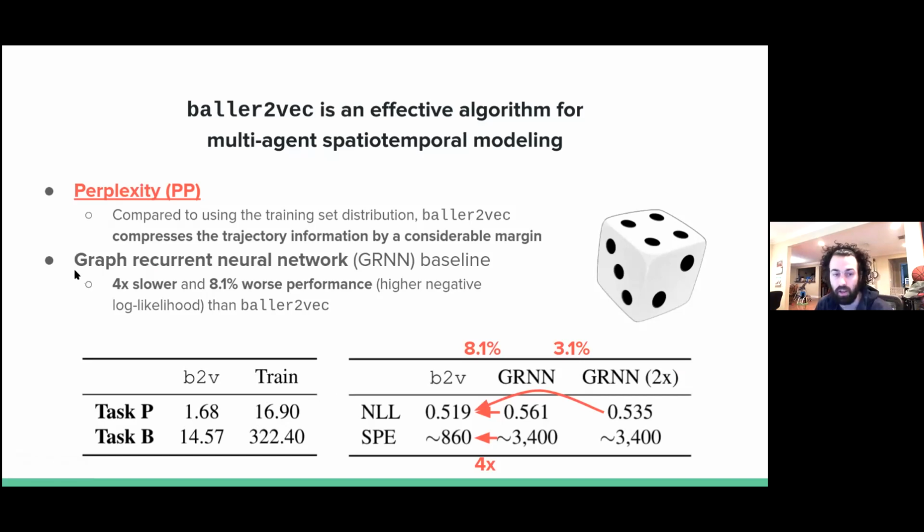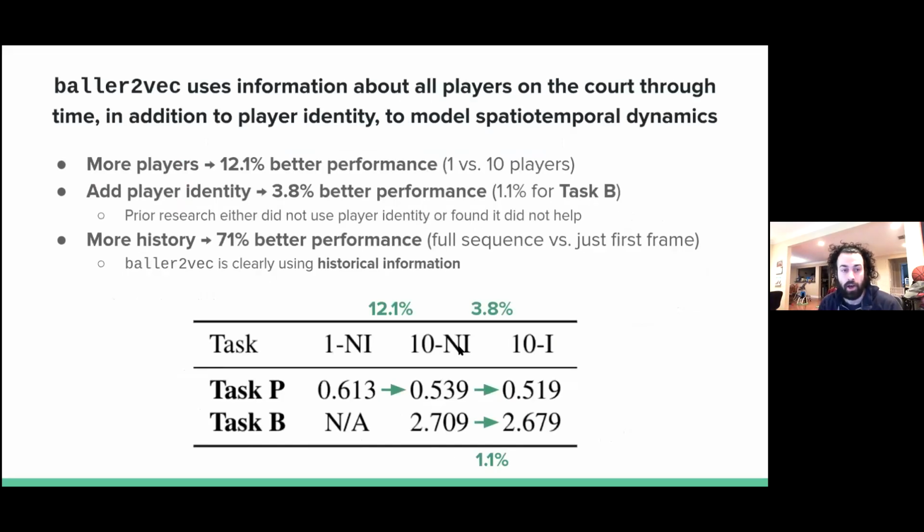In addition, we compared baller2vec to a graph recurrent neural network baseline that had approximately the same number of parameters as baller2vec. And what we found is that not only is the graph recurrent neural network much slower to train, taking 4 times longer per epoch, which is exactly what we expect, but it also has 8.1% worse performance when given the same amount of training time as baller2vec. If we cheat and allow the graph recurrent neural network to train for twice as long as baller2vec, so this isn't a fair comparison, because if we were going to give baller2vec more training time, we could make the model larger and things like that. But even when we give the graph recurrent neural network twice as much training time, it has 3.1% worse performance than baller2vec.